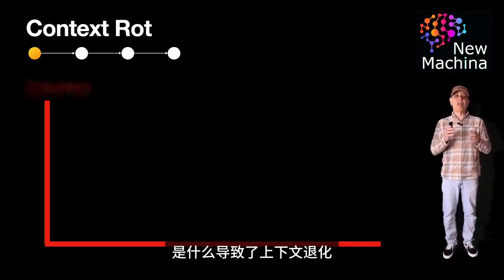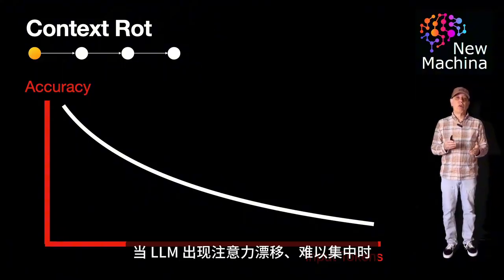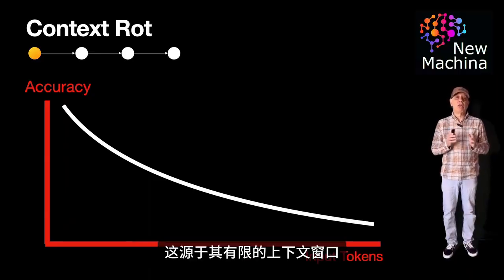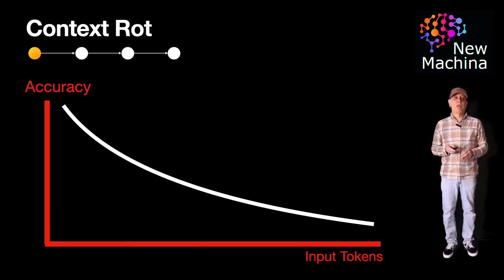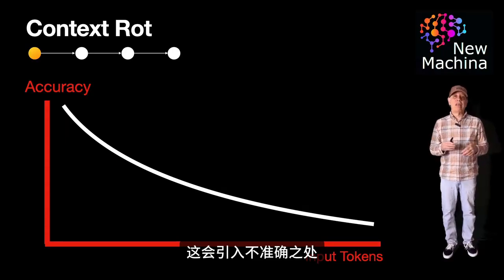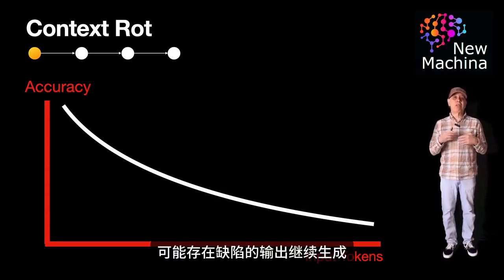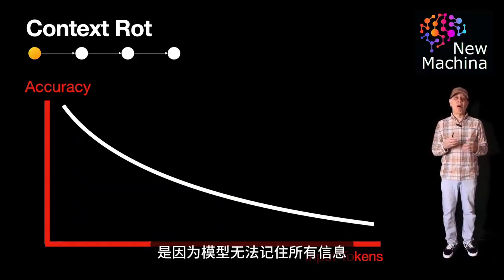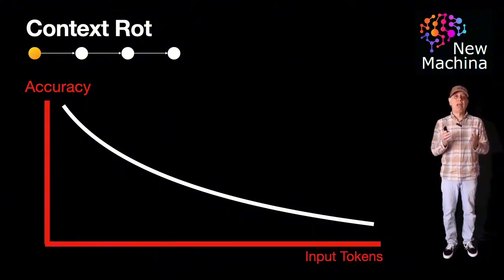What causes context rot? Well, attention drift occurs when LLMs lose focus on earlier parts of the text due to their limited context window. This can introduce inaccuracies as the model builds on previous potentially flawed outputs. To put it simply, context rot happens because the model can't remember everything and sometimes gets confused.